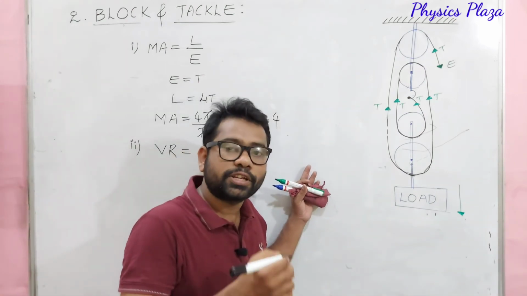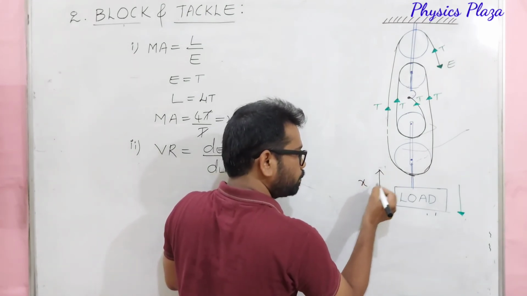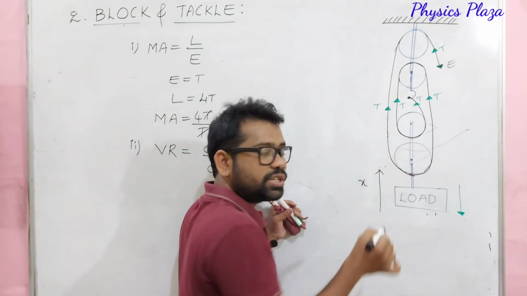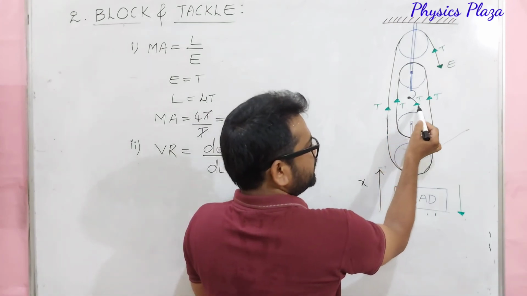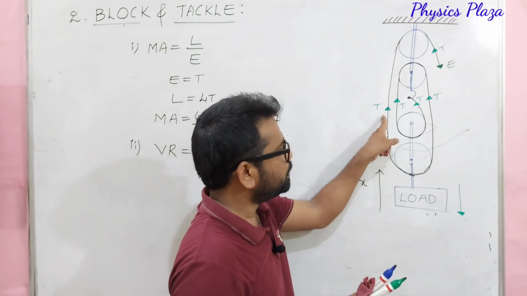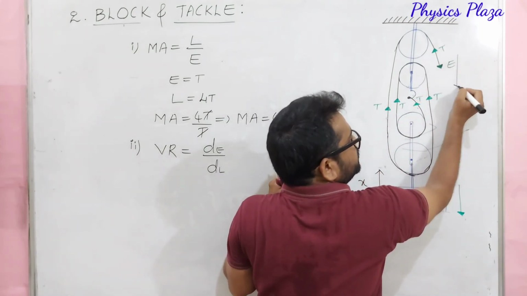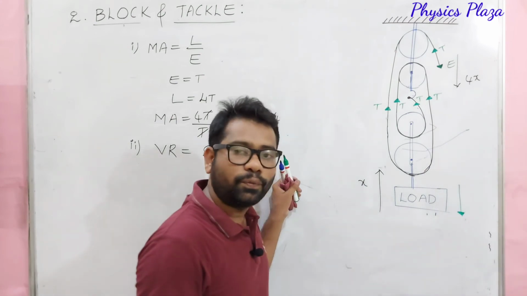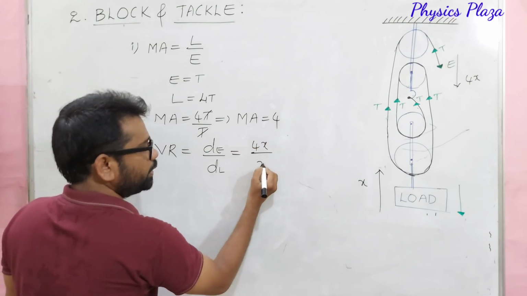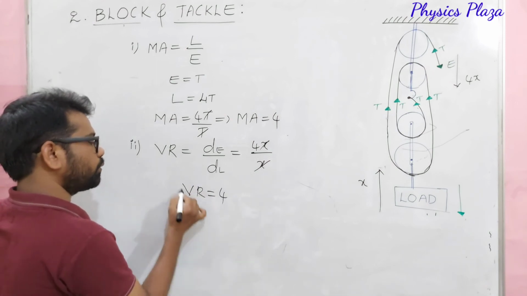Similarly, as we discussed in the case of velocity ratio 3, the same concept applies here. If this load is displaced by x vertically upwards, then each segment of the string is loosened by x. Then x plus x plus x plus x, that is 4x, is how much the effort will come downwards. So effort displacement will be 4x, load displacement will be x, x cancels. So velocity ratio is equal to 4.